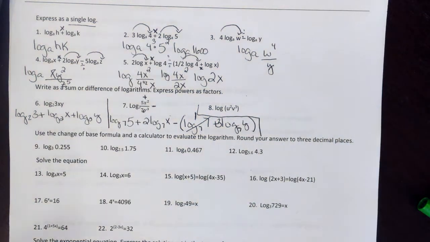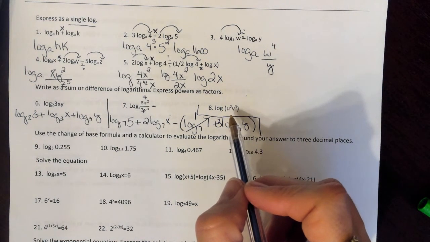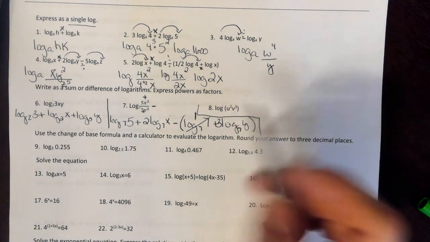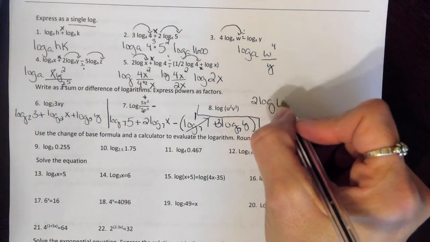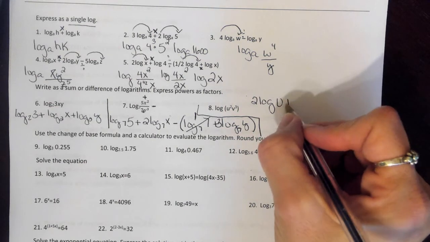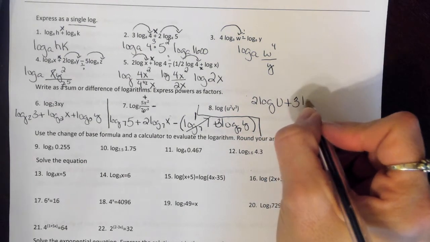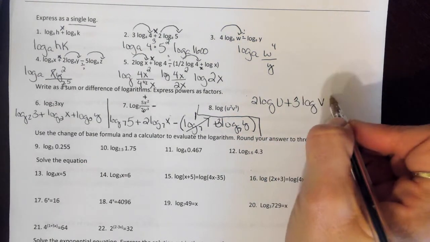All right, number 8, we're multiplying. So I'm going to rewrite these as addition, and these powers are going to come out front like multiplication. So I'm going to have 2 log u, remember that 2 was an exponent, plus 3 log v, remember that 3 was an exponent.